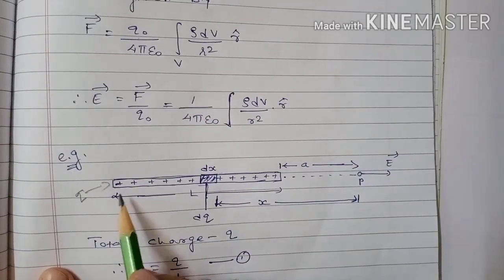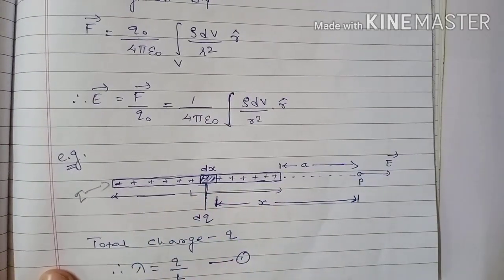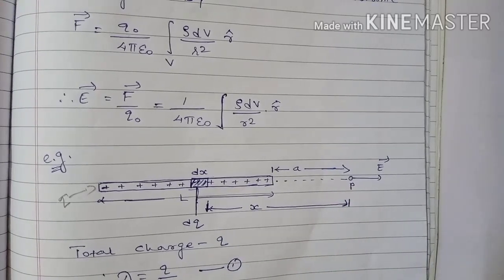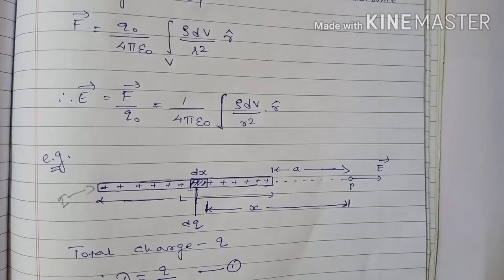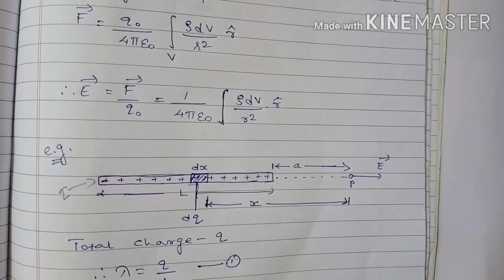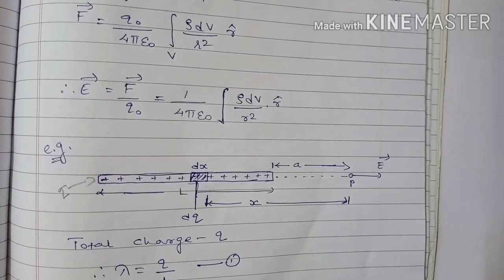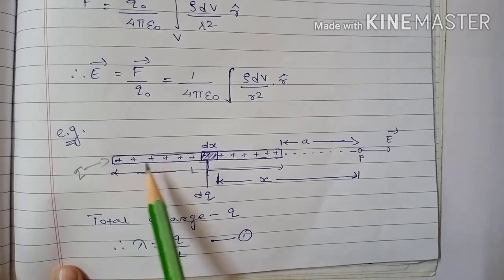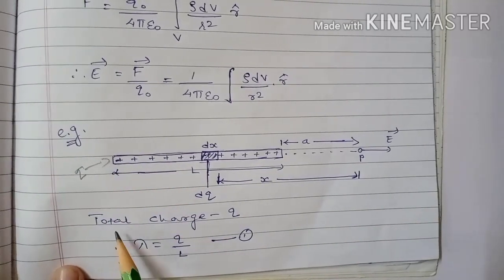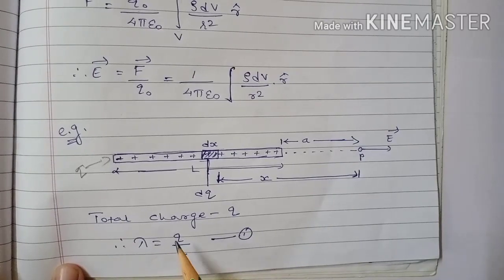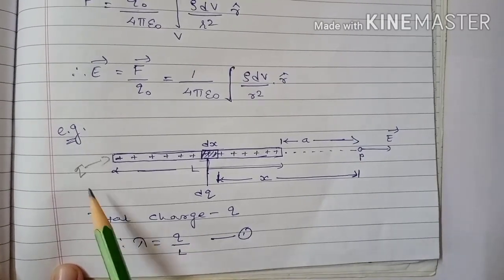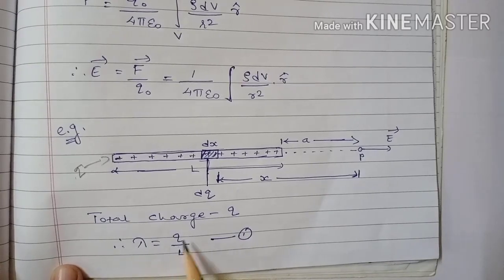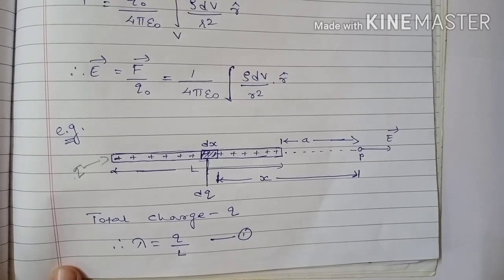Here positive charge is distributed on this wire. So how can we find the electric field at point P? We have to use the concept of linear charge density, because here the charge is distributed over one-dimensional space. A thin wire is given. So first of all, we have to find the linear charge density. Linear charge density is the ratio of charge to length. Total charge on this wire is Q and length is L. So lambda is equal to Q by L, equation number 1.